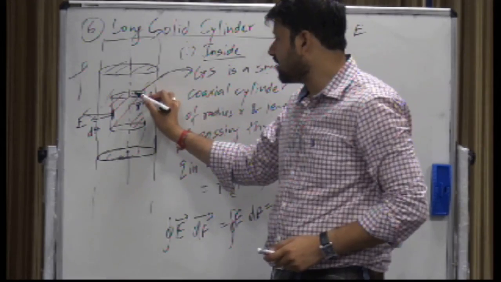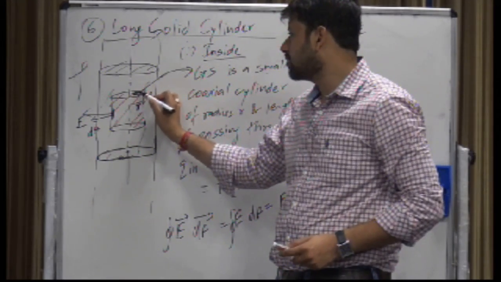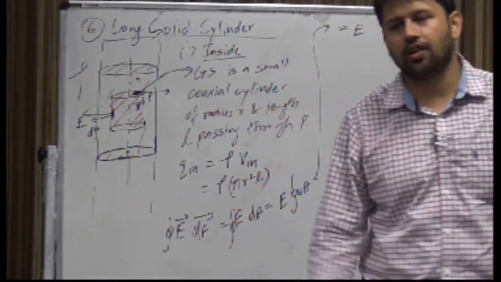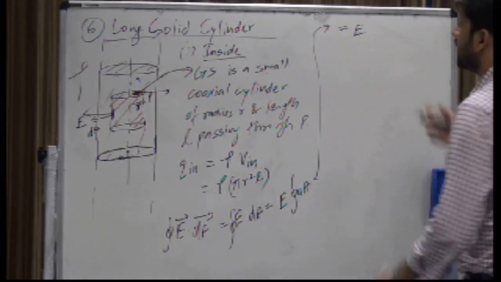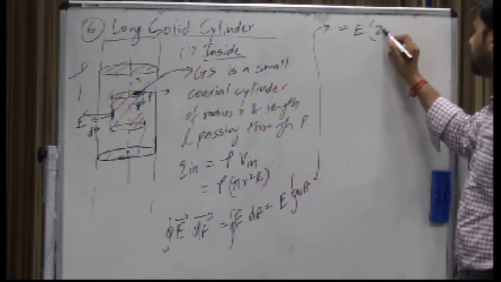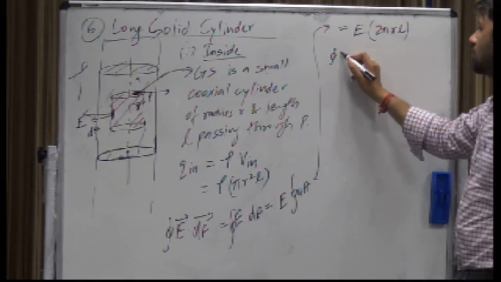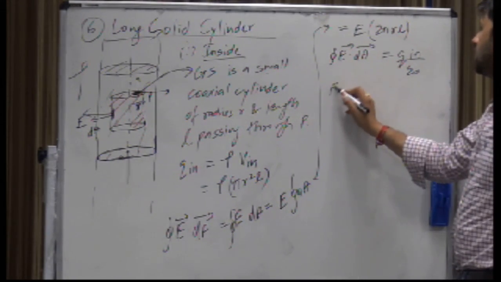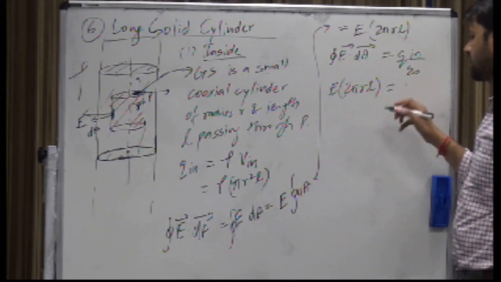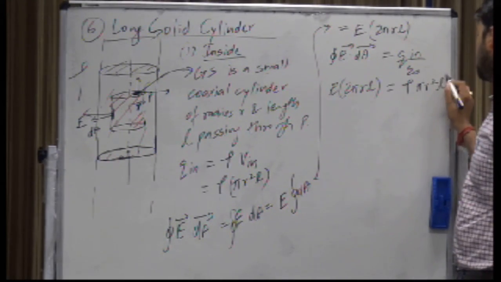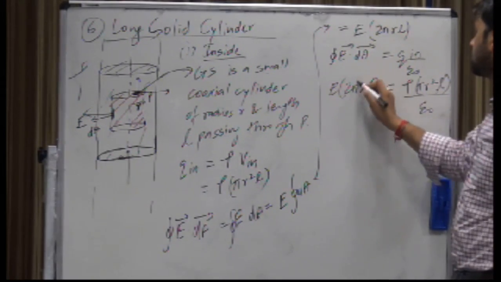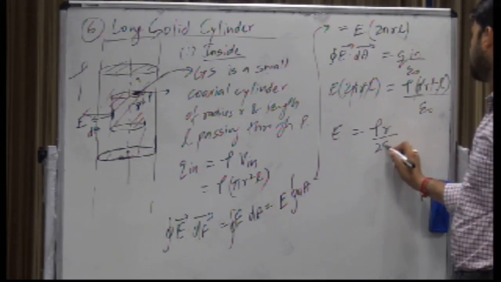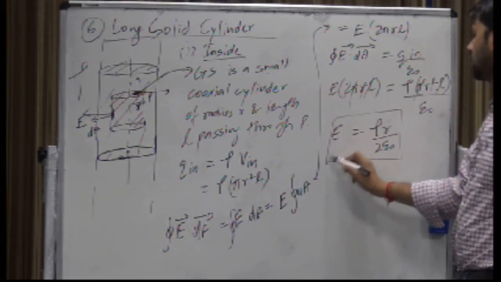Why am I not taking the flat surface? Because for a flat surface, this would be the area vector, while the field would be like this. So I won't be taking the area of the flat surface, only the curved surface, which is 2 pi r L, and we know Gauss law is this. So E into 2 pi r L is rho pi r square L by epsilon naught. L cancels, pi cancels, one r cancels. E would be rho r by 2 epsilon naught. E is proportional to r.